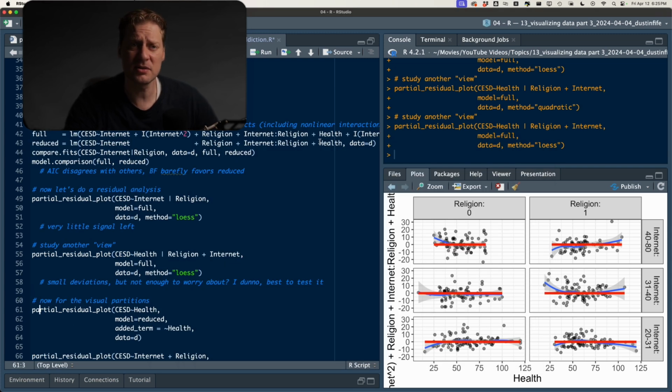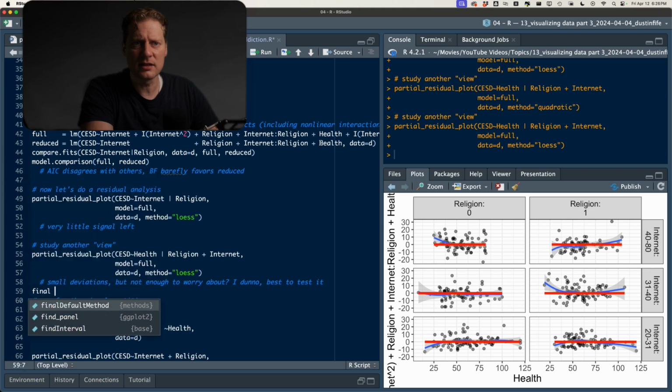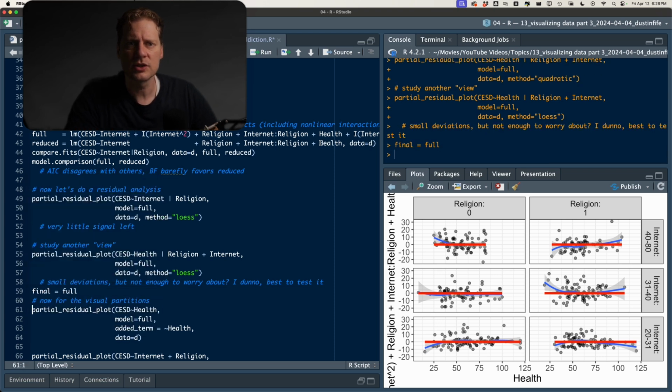And so to do so, it's going to require 2 visual partitions. The health effect, because it's not interacting with anything, and also there's no nonlinear effects, so that one's going to be an easy one. We're just going to go CESD tilde health, so we're putting health on the x-axis. We're saying our final model is, oops, that should be full. We ought to say final equals full, just to remind ourselves that we have a final model now.